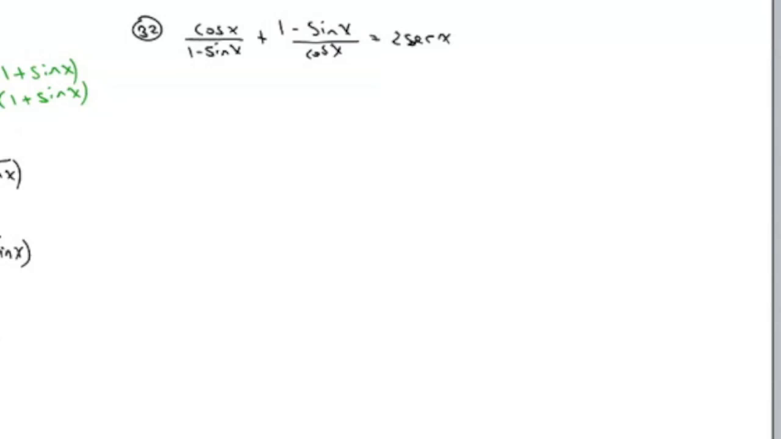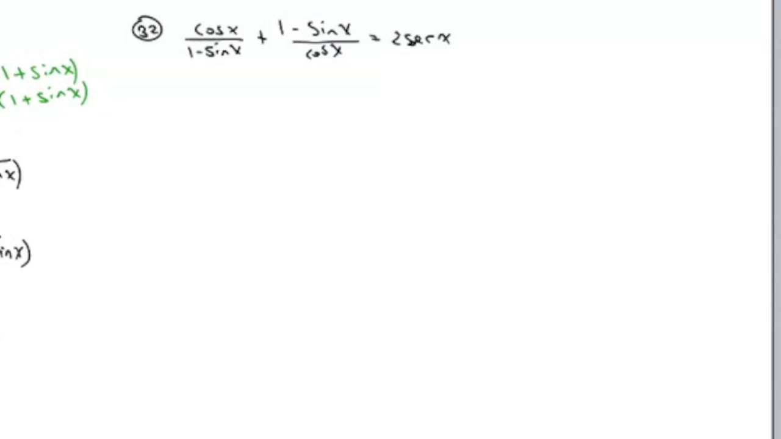So the goal here is, we have an ugly mess on the left, one piece on the right, two pieces on the left. So I want to take the left and condense it, bring it together as one piece. To bring it together as one piece, what do you need? Common denominator.